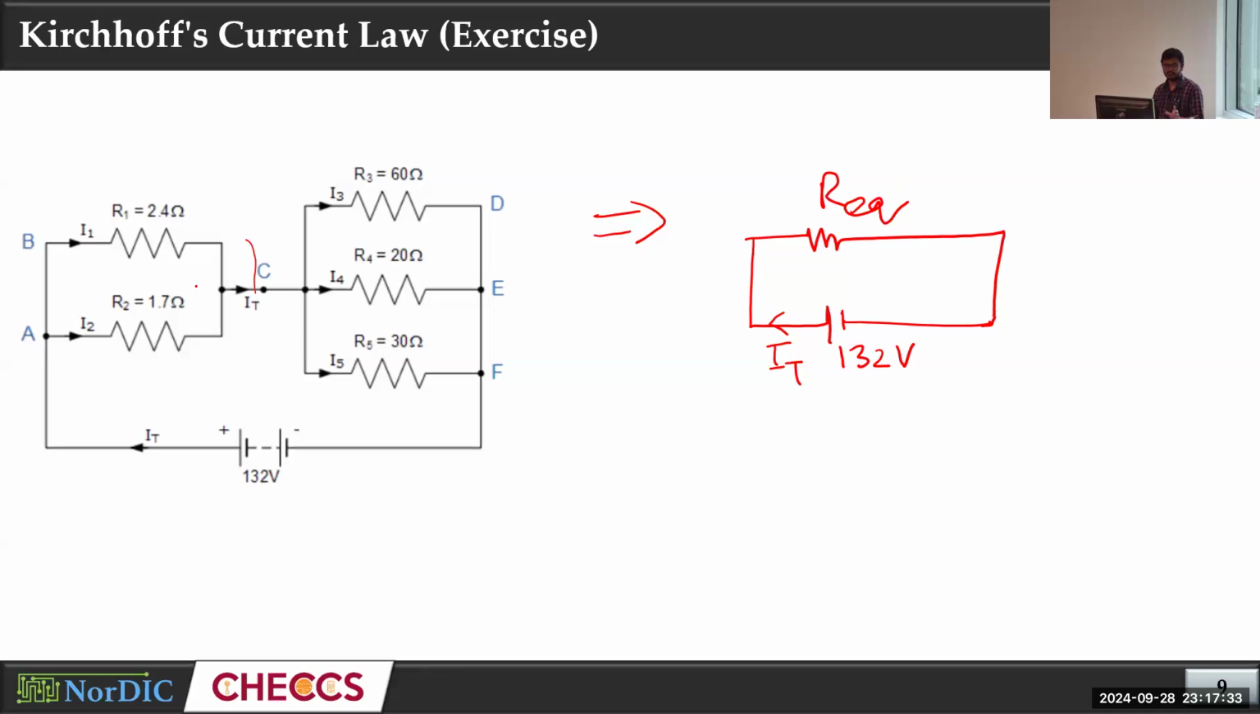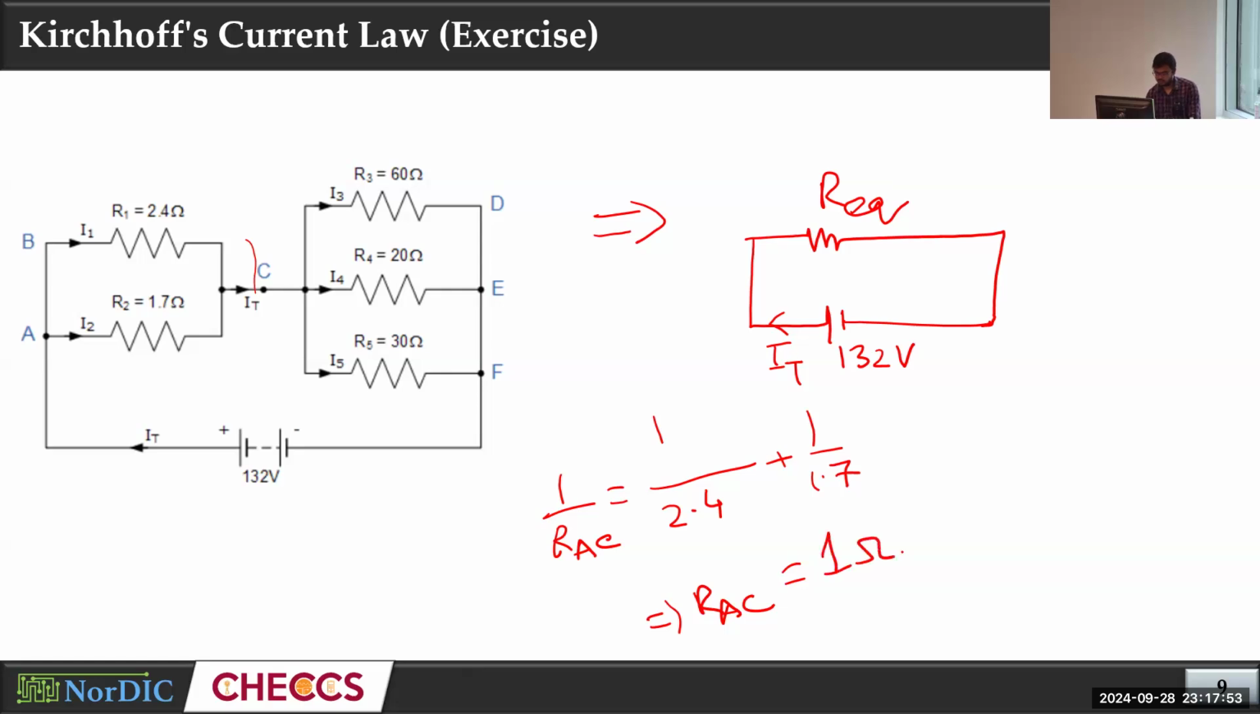Here A and B are the same node. You can say B is nothing actually, it is A. So they are between A and C. If we use the formula of R parallel, it will be 1 over 2 plus 1 over 2, and so on, and we'll be able to calculate the value of RAC. So that should be 1 ohm.